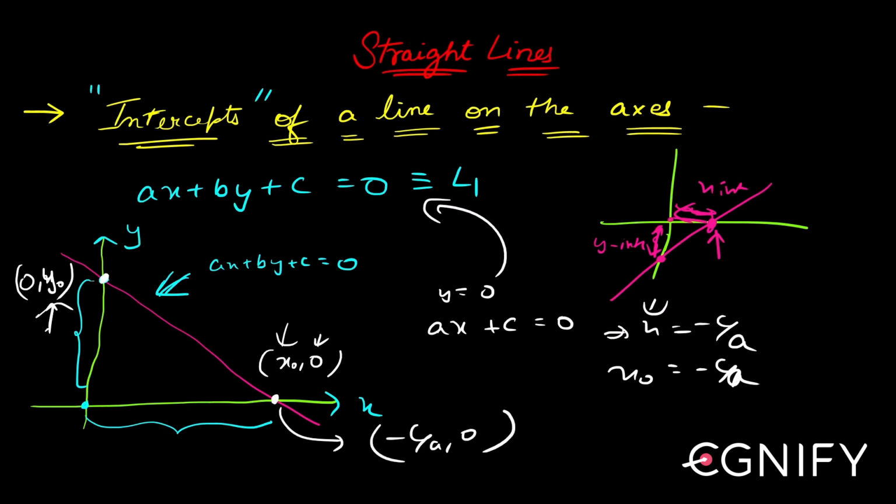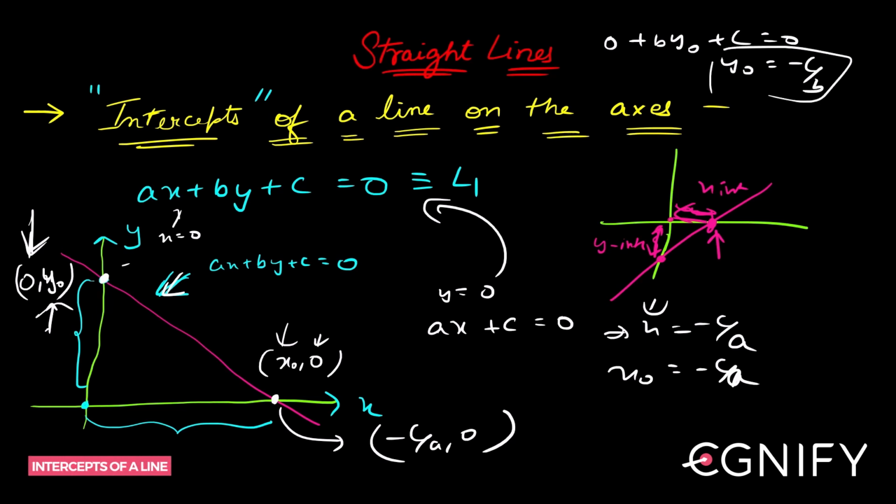Likewise, how will you find this point? This is the only point on this pink line whose x coordinate is 0, because this is the only point where it is striking the y axis. So if you want that y naught, you'll put x equal to 0. So what will you get? A into 0, which is 0, plus b into y naught, right? Because 0 comma y naught is the point on the line, so y can be written as y naught, plus c is equal to 0. So y naught is equal to minus c by b. In fact, the point is 0 comma minus c by b. So this is your minus c by b, and this is your minus c by a.